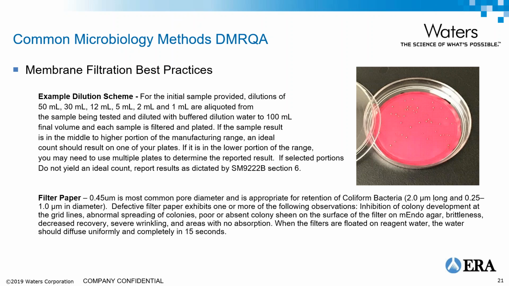Filter paper should be a 0.45 micron. That's really the most commonly used. It's very appropriate for coliform bacteria given their size.